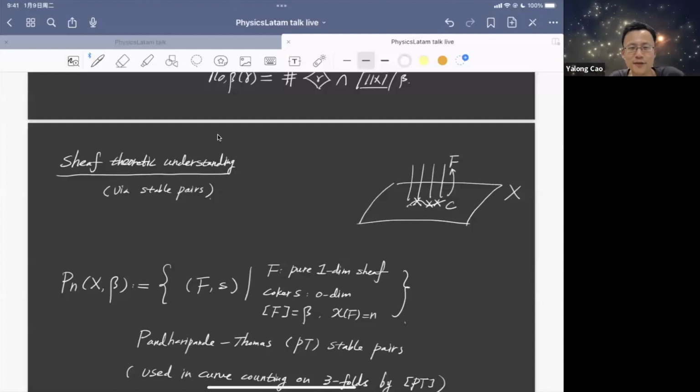Okay, yeah, thank you. Anyway, if you're interested, you can look at some references. You can search for the derived category of coherent sheaves.